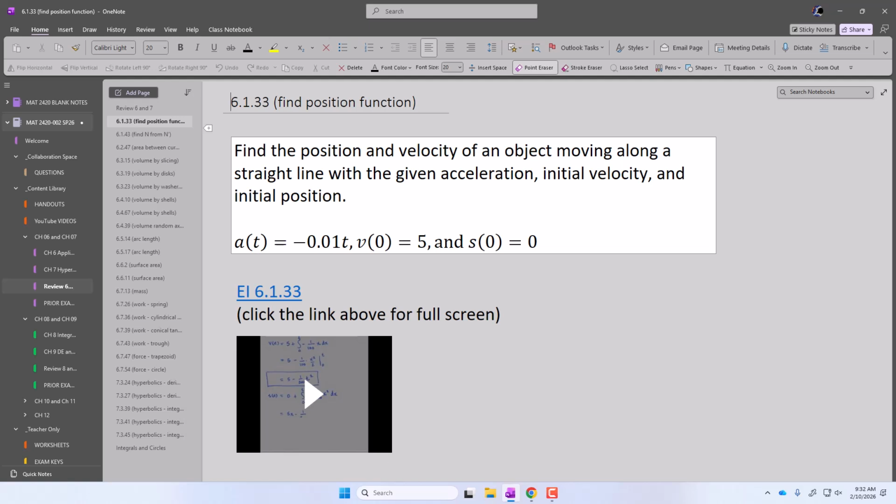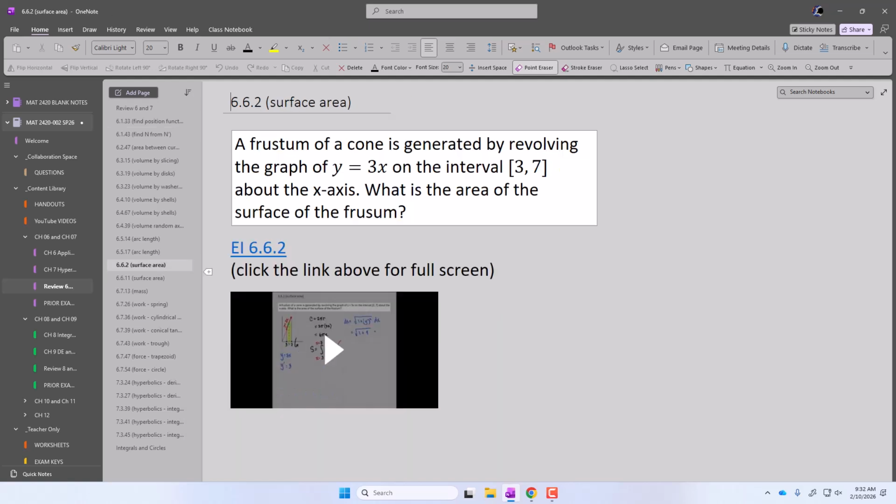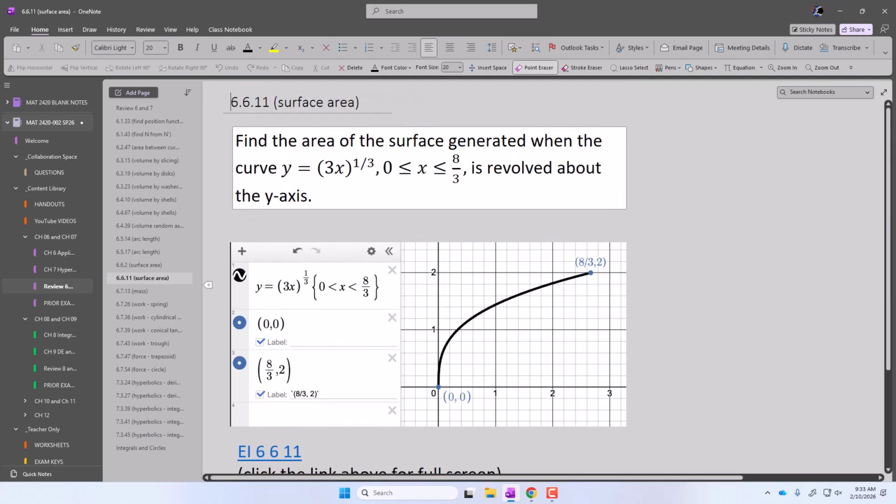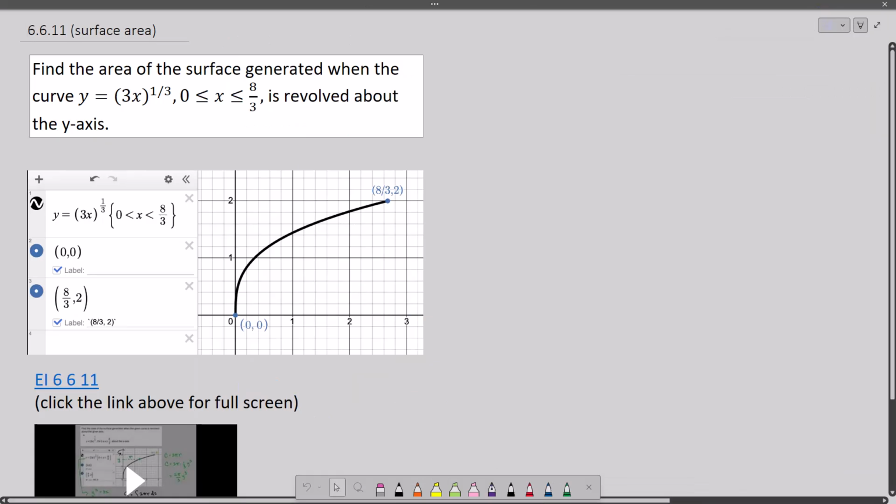Number 16. I don't see 16. In what section? The practice for exam 1. Okay, so what was the topic? It's for find the surface area. Oh, surface area. Yeah, okay, so we've got 2 surface area ones. Surface area is a good one. Let's go through that. Oh, it's this one. Okay. So let's go ahead and do that. So surface area.